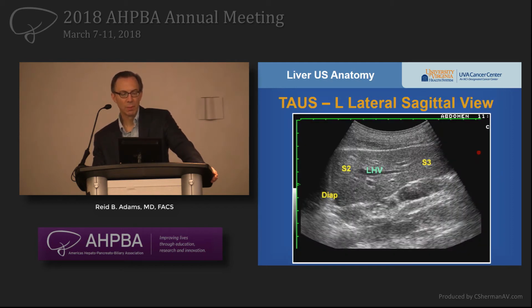Sagittal view of the left lateral segment. Again, this is the heart here. You can see a little bit of the diaphragm right here, and a sagittal view of segments 2 and 3 with the left hepatic vein present on this image.